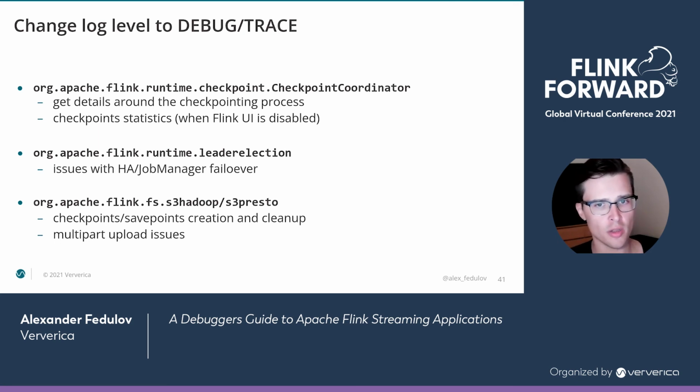The CheckpointCoordinator class is helpful to get details around the checkpointing process. It also prints checkpoint statistics, which could be especially helpful if Flink UI is disabled. The leader election package is relevant for issues with high availability and job manager failover. S3 Hadoop and S3 Presto packages can be useful for investigating issues around writing checkpoints, savepoints, and cleaning them up. And also everything that is related to interfacing with the external DFS systems, such as, for instance, issues around multipart uploads.